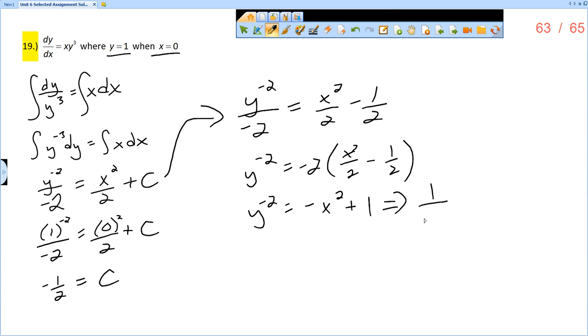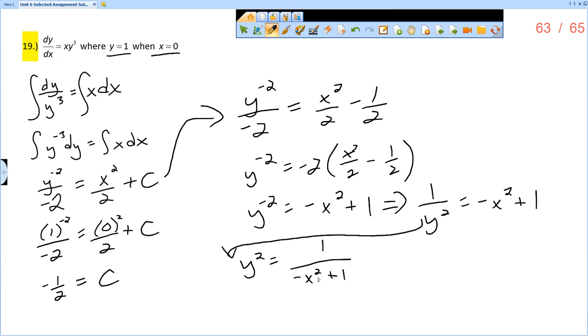I have, instead of y to the negative second, 1 over y squared equals negative x squared plus 1. But we also should be able to find the explicit solution. So how would I solve this for y? Well, I could take the reciprocal of both sides. So that would give me y squared equals 1 over negative x squared plus 1. And then I would square root both sides. And so that would leave me with y equals plus or minus the square root of 1 over negative x squared plus 1. But now, if I have plus or minus, which one should I choose?